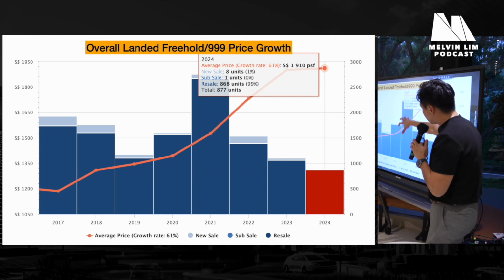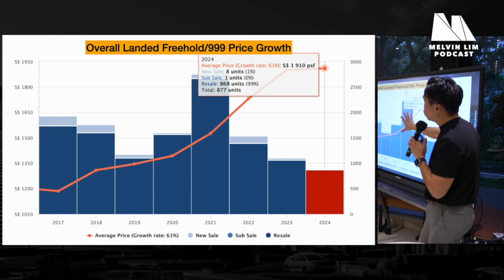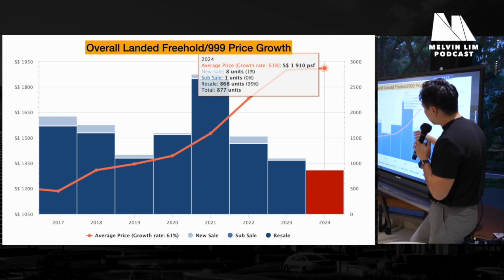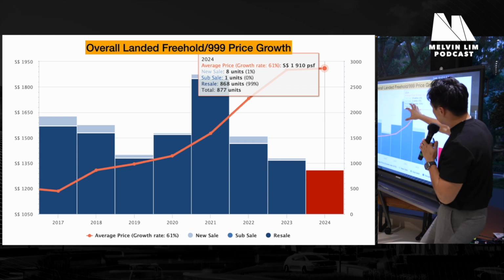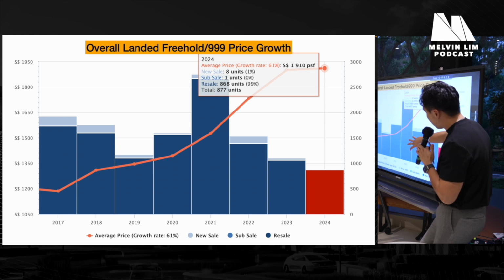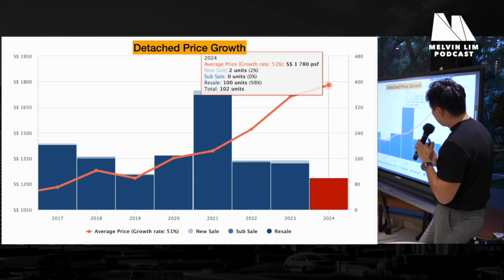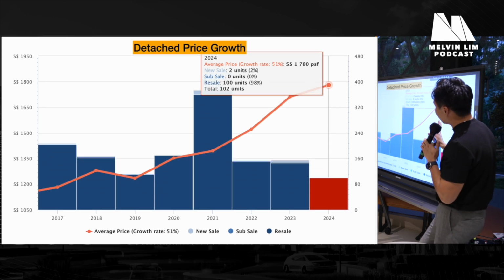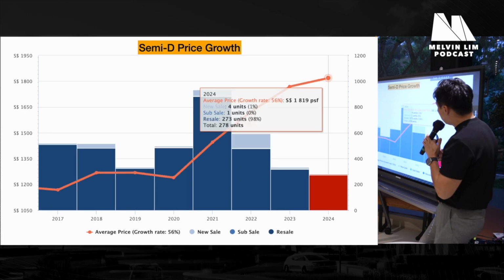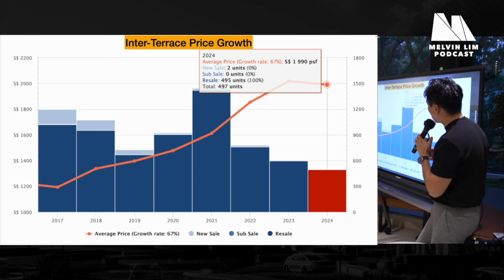So because of this, a lot of the low quantum units were being absorbed very rapidly because the price was still too close to the condo prices. Now, because our prices have reached a new level, the number of transactions has dipped, but at the same time, we also have higher interest rates over here, all right? So this year, we should end about the same as last year. And this is basically the detached price growth. The current pricing is about 1,780 across the entire island. Semi-D, about 1,008. Inter-terrace about 1,009, closing into 2,000 because of its lower quantum.